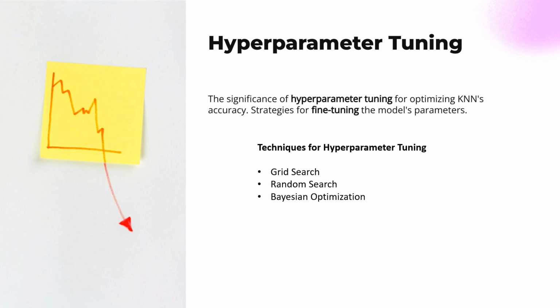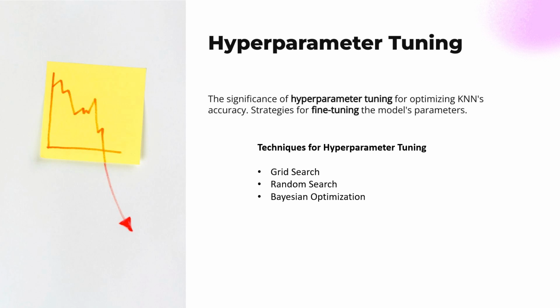Random search. Overview. Instead of exhaustively searching all combinations, random search selects random samples from the hyperparameter grid. Pros: faster than grid search and can be more effective in exploring a large hyperparameter space. Cons: may not cover all possible combinations. Use cases: when computational resources are limited or when you have many hyperparameters to test.